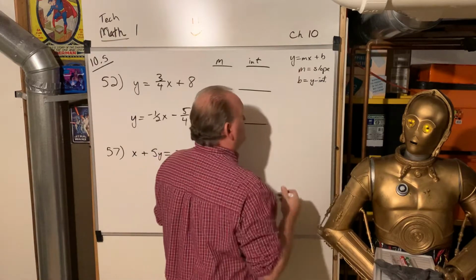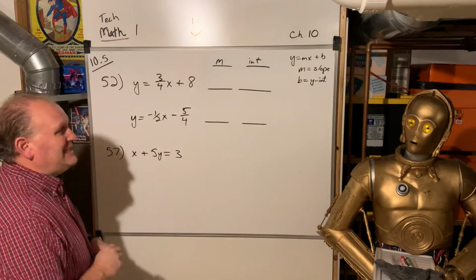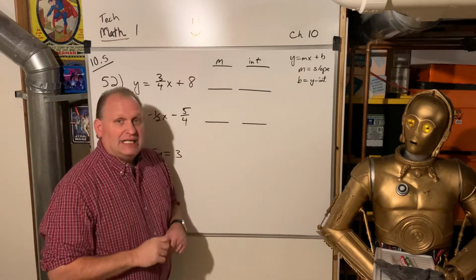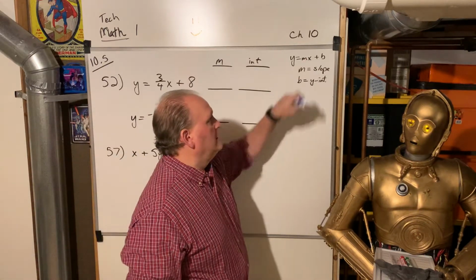It's M for slope because Monsieur, the guy who invented the Cartesian plane, René Descartes, he was a Frenchman, and so that's why we use M for slope.